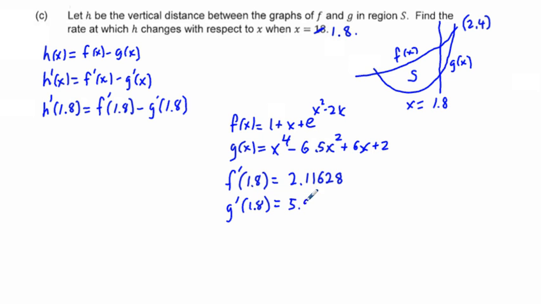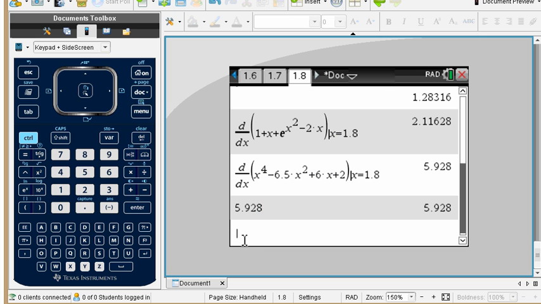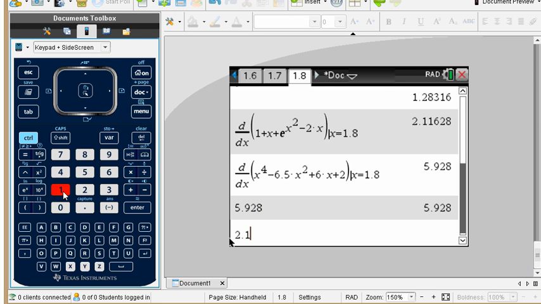And just subtracting these, if we have f prime of 1.8 minus g prime of 1.8, we're going to have our answer. And so we go to our calculator again, we put in 2.11628 and subtract from that 5.928, so we get negative 3.81172.